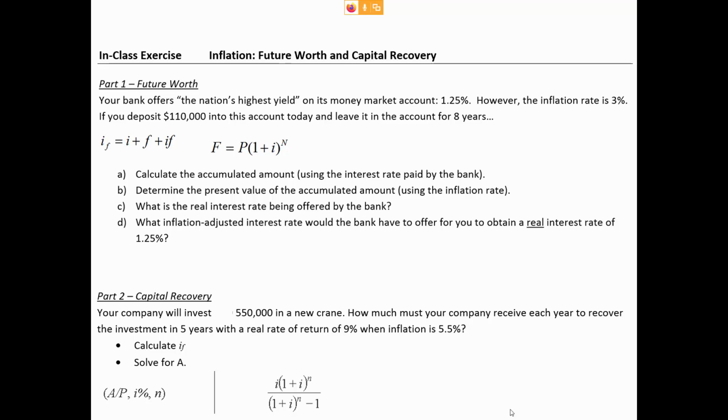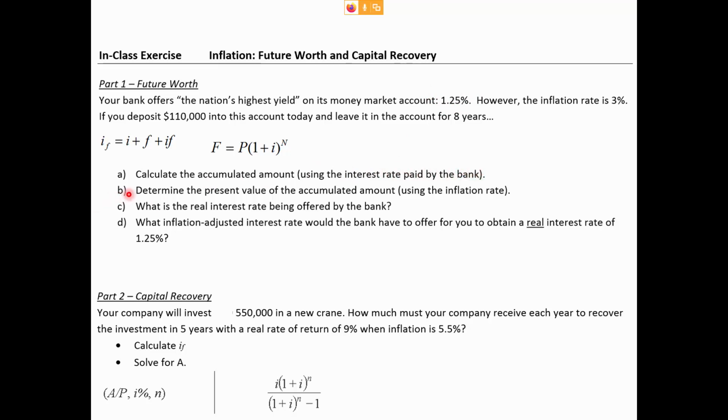So if we're interpreting this problem statement, the rate that the bank pays, I sub f, is 1.25%, and f is 3%. So if you're putting in $110,000 and leave it for 8 years, the steps that I'd like you to go through is, first of all, calculate how much amount there will be at the end of the 8-year period. So here in step A, you're applying the bank's paid interest rate, I sub f, of 1.25%, to find out how many dollars are there at the end of the 8 years.